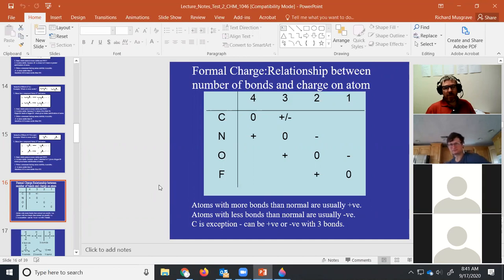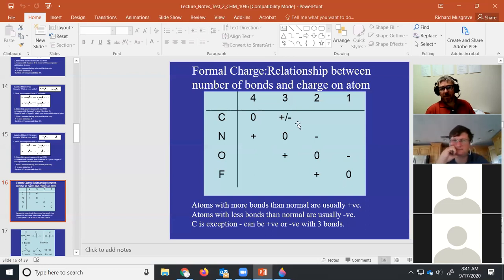So what we know is that if we've got carbon, nitrogen, oxygen, and fluorine, there are certain kinds of bonds they're going to have if they're neutral. Fluorine will usually have one bond, oxygen will have two, nitrogen will have three, and carbon will have four. Now, when these have fewer bonds than they're supposed to have, like oxygen with one bond, it's generally negative, and when oxygen has three bonds, it's generally positive. Likewise with nitrogen, when it has two bonds, it's negative. When it has four bonds, it's positive.